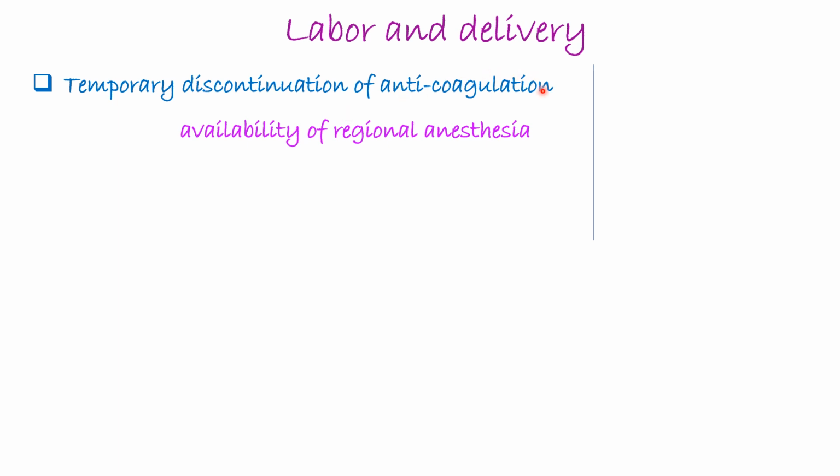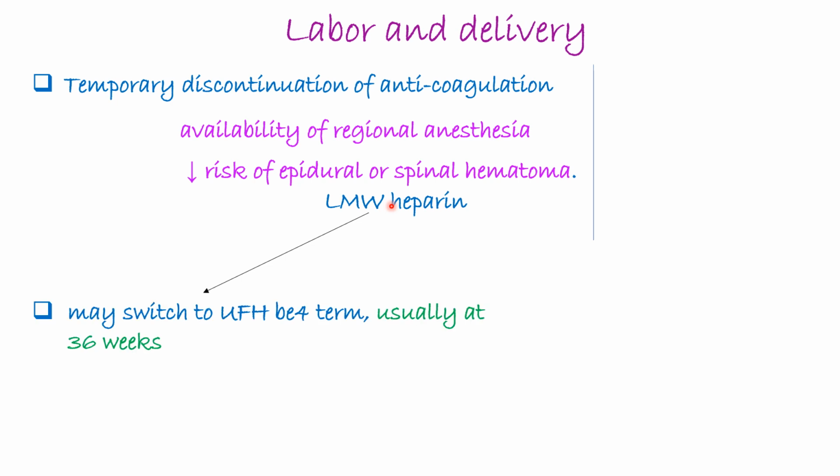one of the risk factors we say is bleeding. So a hematoma can develop if you fail to discontinue the anticoagulant. In addition to that, as I said, it reduces the risk of epidural and spinal hematoma. So in terms of low molecular weight heparin, it may be switched to unfractionated heparin before term, usually at 36 weeks. The reason for this is that unfractionated heparin has a shorter half-life, and it is advisable when the patient is going into immediate surgery.